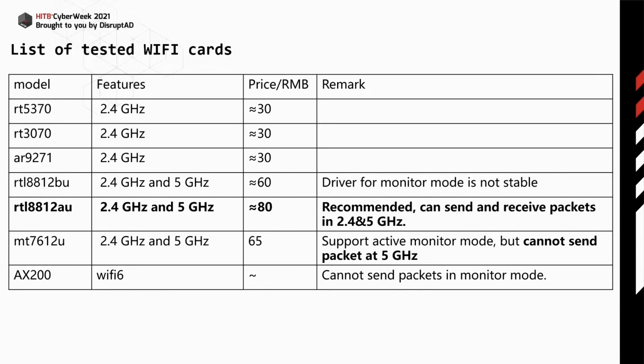RTL8812AU is the most suitable network card for fuzzing. It supports sending and receiving packets in the monitor mode of the 2.4G and 5G frequency bands. MT7612U is the only network card found to support active monitor mode, but its problem is that when the monitor mode is turned on, it cannot send packets in the 5G frequency band. Therefore, I recommend using RTL8812AU for fuzzing.